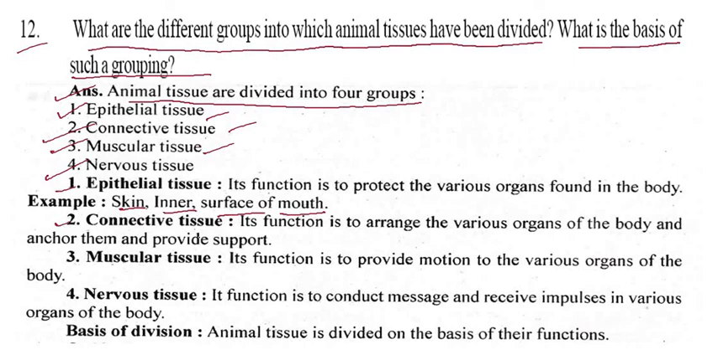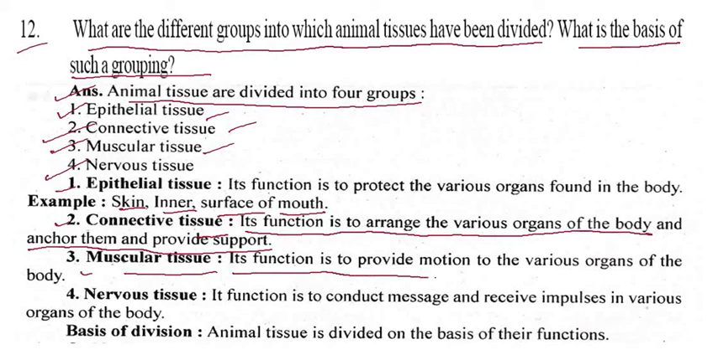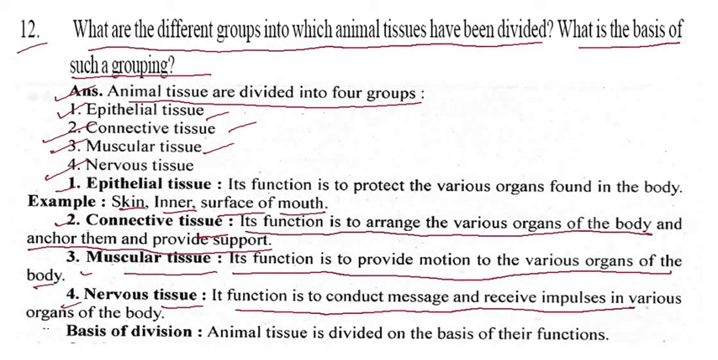Second is connective tissue. Its function is to arrange the various organs of the body and anchor them to provide support. Third is muscular tissue. Its function is to provide motion to the various organs of the body. Fourth, nerve tissue. Its function is to conduct messages and receive impulses in various organs of the body. Animal tissue is divided on the basis of their functions.